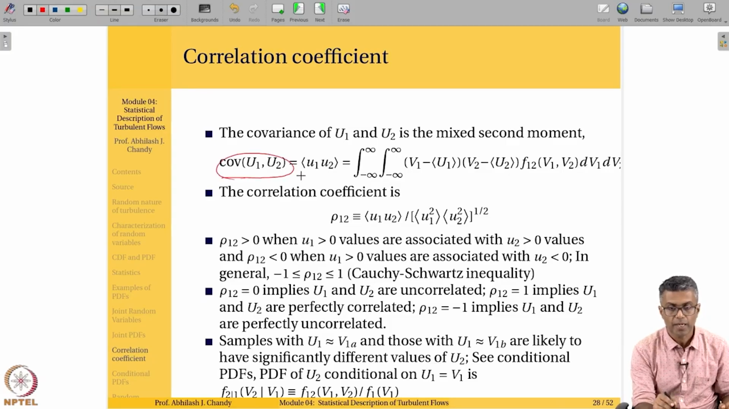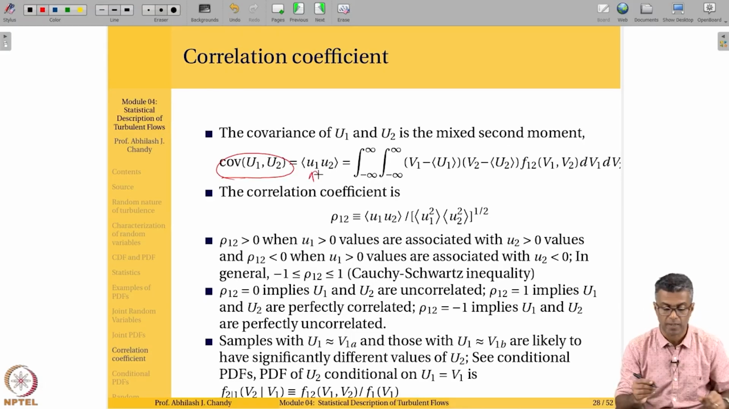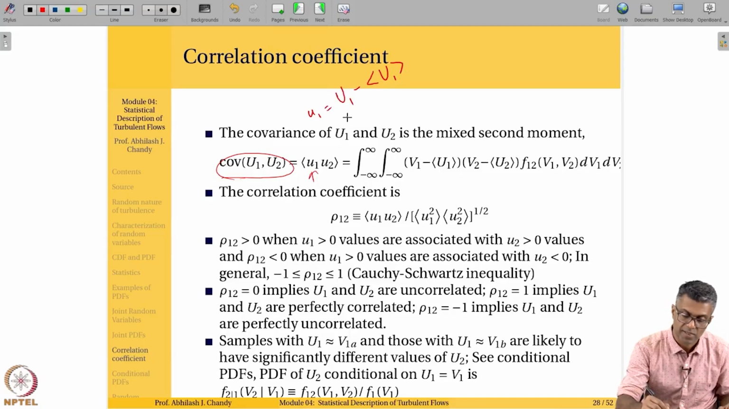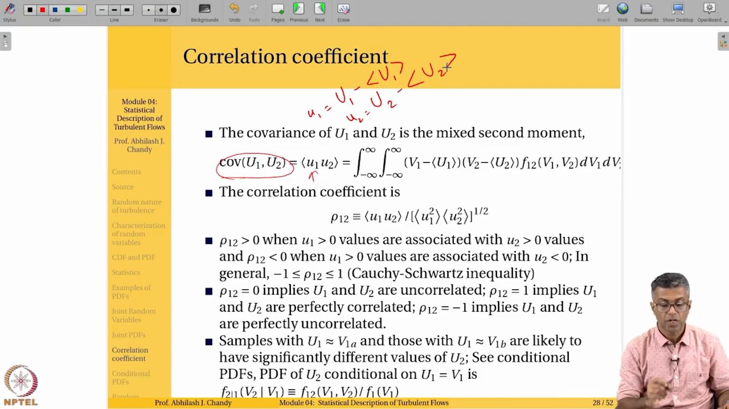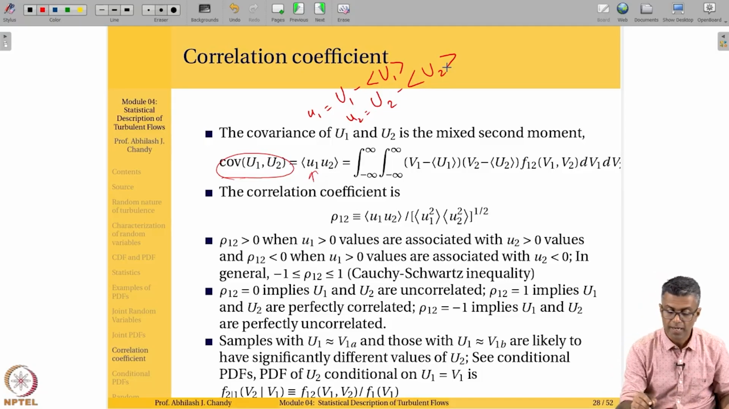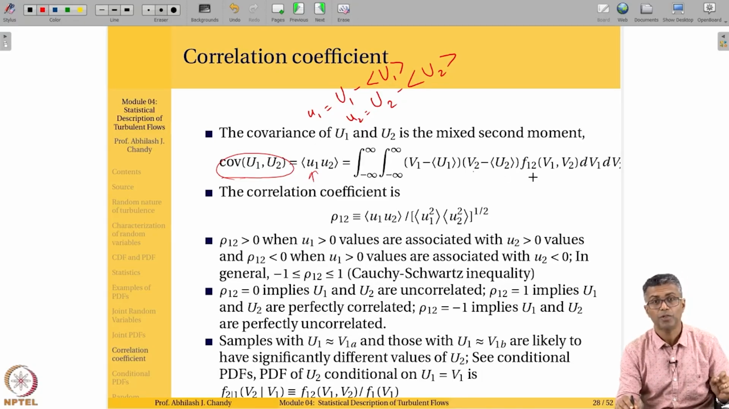Covariance of u1, u2 is basically the mean of u1 u2. This is the fluctuation, by the way. It is u1 minus u mean. Lowercase u1 is equal to U1 minus mean, and in the same way lowercase u2 is equal to U2 minus mean. So the lowercase represents the fluctuation. Now, if you want to find out the covariance, it is v1 minus u1 mean, and v2 minus u2 mean, multiplied together, multiplied with the joint PDF, f12 of v1, v2, dv1, dv2.